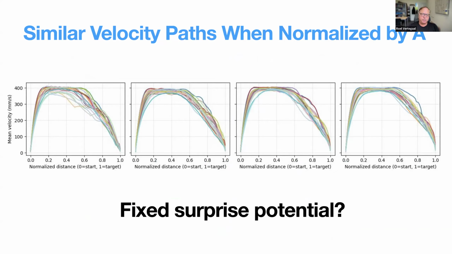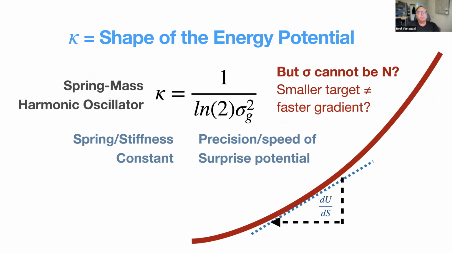And the only thing we're changing here is that we're reading a different segment of this surprise potential rather than change the curvature. Why can't we change the curvature? Well, we think of this as a spring mass system where the curvature is the k or kappa. This would change the precision of the surprise function. We could change it by, for example, the size of the target.